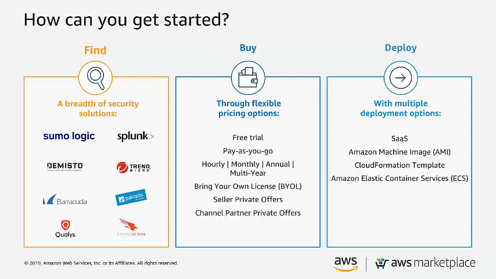And then finally, we've got SaaS deployments, things like Sumo Logic, Demisto. We've got AMIs, which are things like Trend Micro, Barracuda firewalls, that kind of thing. And we also have ECS or container-based deployments as well. So if you're looking at rolling out container applications into production, do check out some of the tools and in particular some of the security tools around containers there as well.